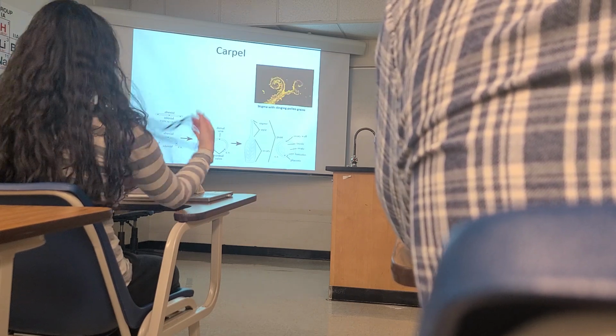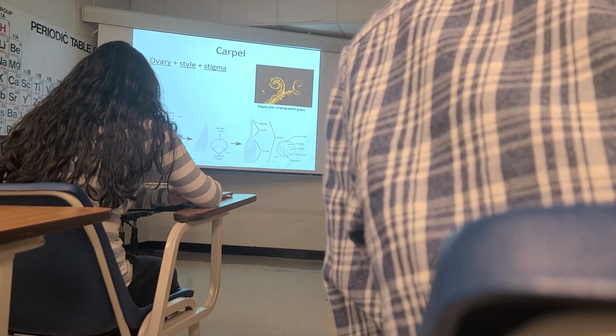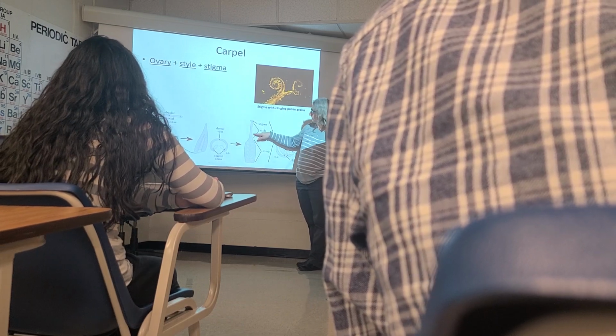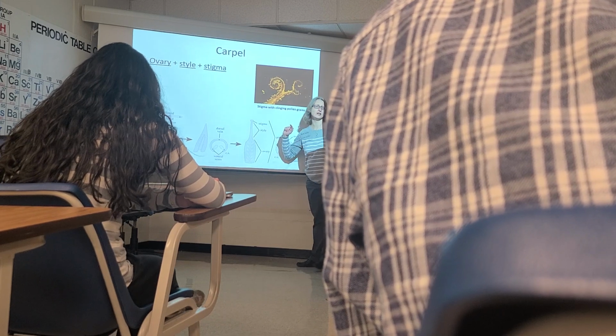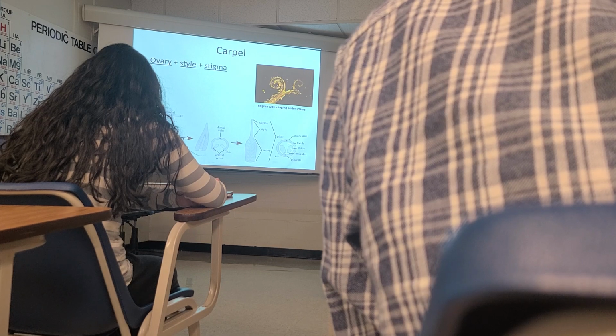Now for the carpel, recall it is made up of 3 different parts. You have your ovary, that's the portion down here that houses the ovules, which are the immature seeds. You have your style, which is the stalk on top, and the stigma, right on the top of it there, that has the sticky substances on it to catch the pollen.